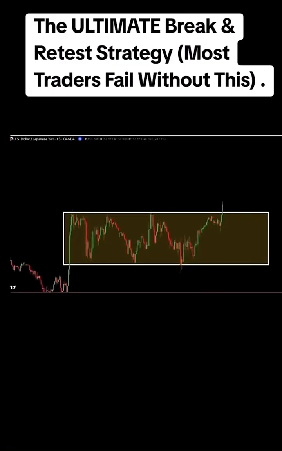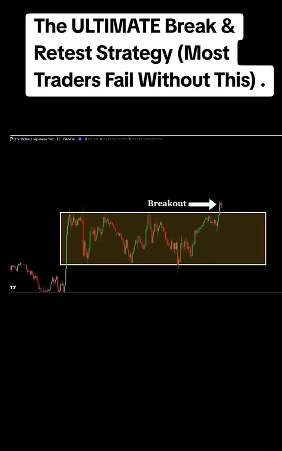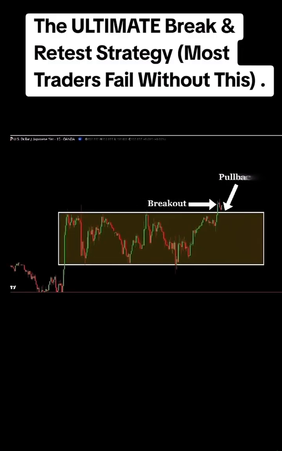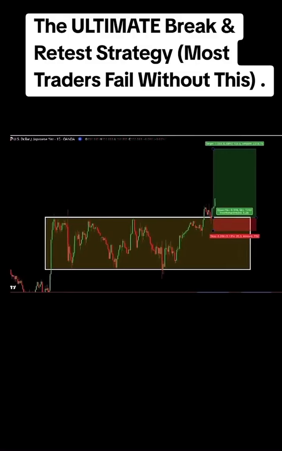We have seen how to trade the break and retest strategy in a trending market. Now let's focus on how to trade it in a range-bound market, where price moves between support and resistance. In a range-bound market, price bounces between support and resistance, showing no clear trend. To trade a breakout in this market, follow these steps. Wait for price to break the range. Wait for price to pull back to retest the broken level. Enter only after confirmation.